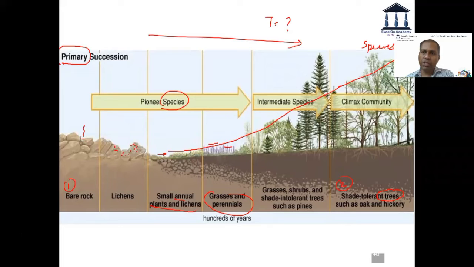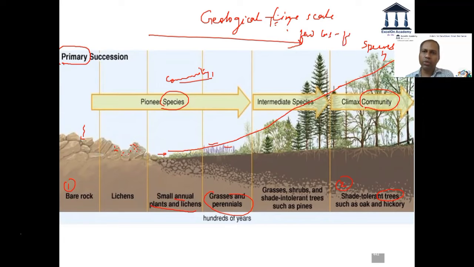So what do we call species 1 plus species 2 plus species 3? We call it a community. So moving from community 1, which had one type of configuration, small plants and lichens, to a completely different community, which has a different type of species, over a geological time scale. Over what? Geological time scale. So that's the clue, which means it could easily be few lakhs to few millions of years.